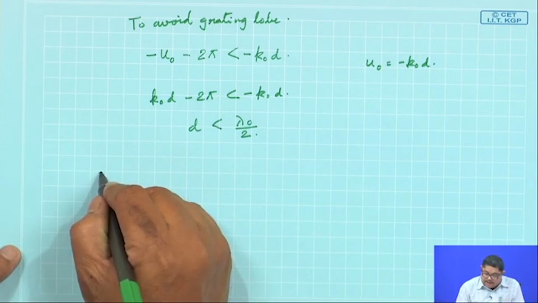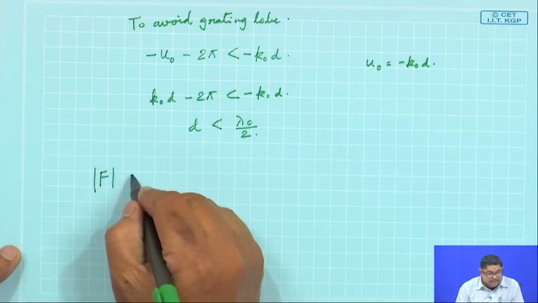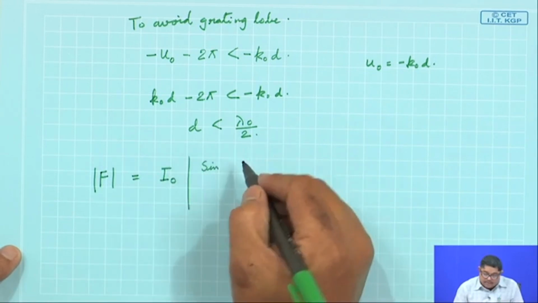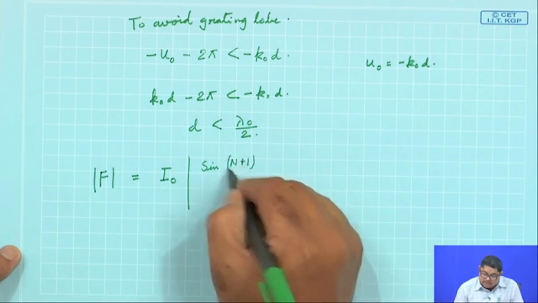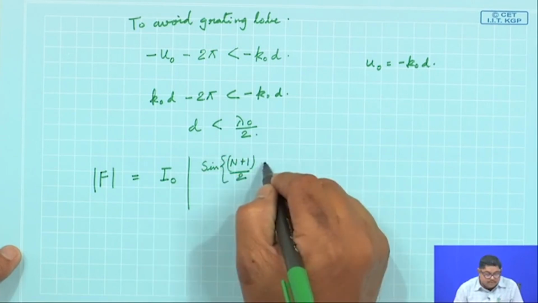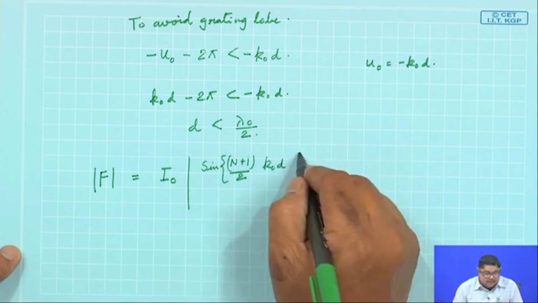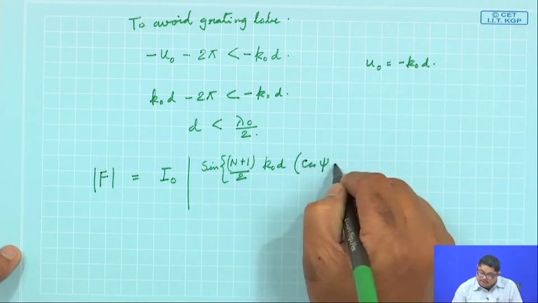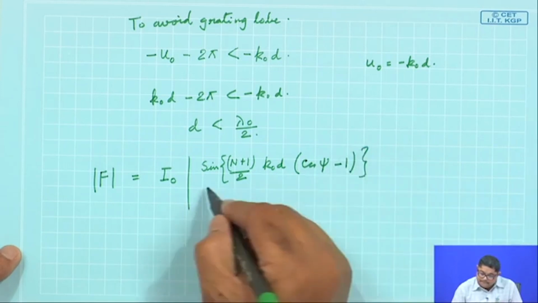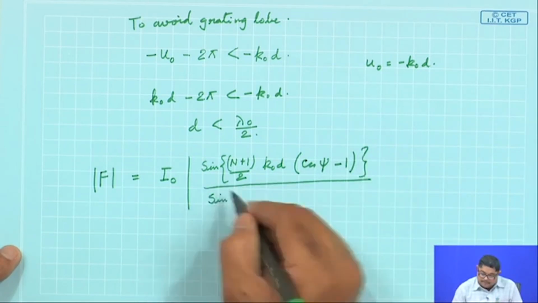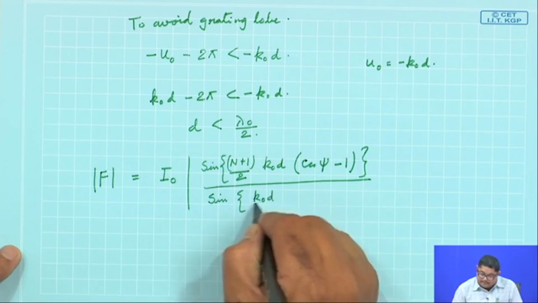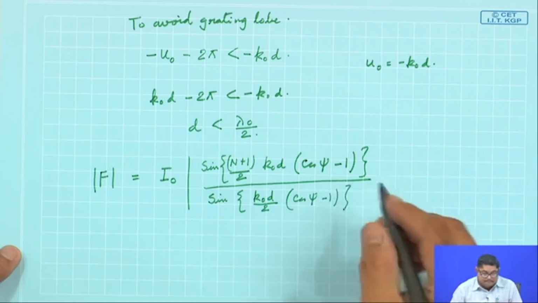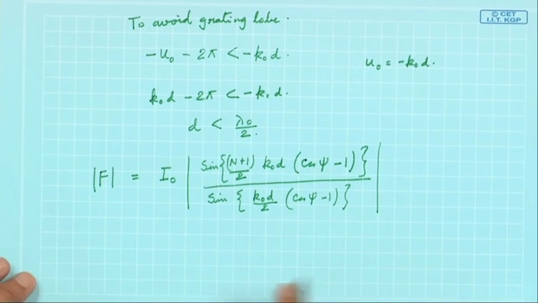The array factor we can write. What is the array factor of the Endfire array? That is I naught sin of n plus 1 by 2 k naught d, you see that u naught, I will put this thing, so it will come as cos psi minus 1, divided by the same argument over n plus 1. This is the array factor.